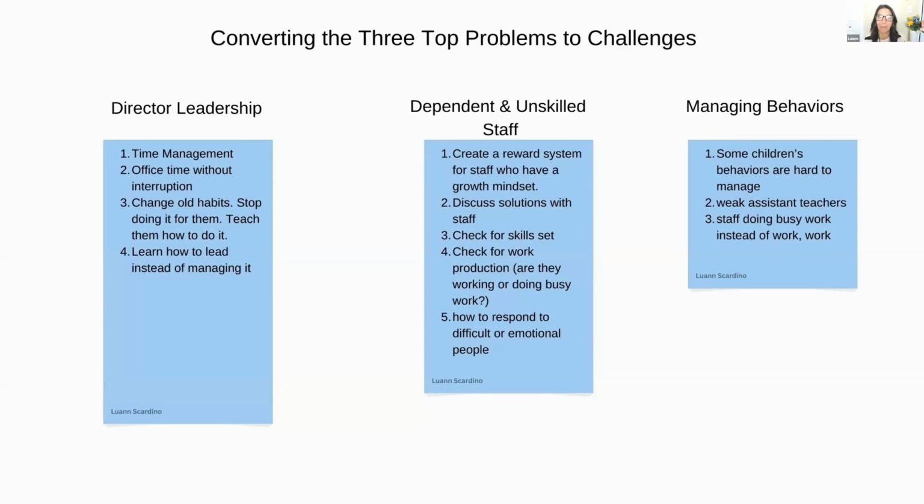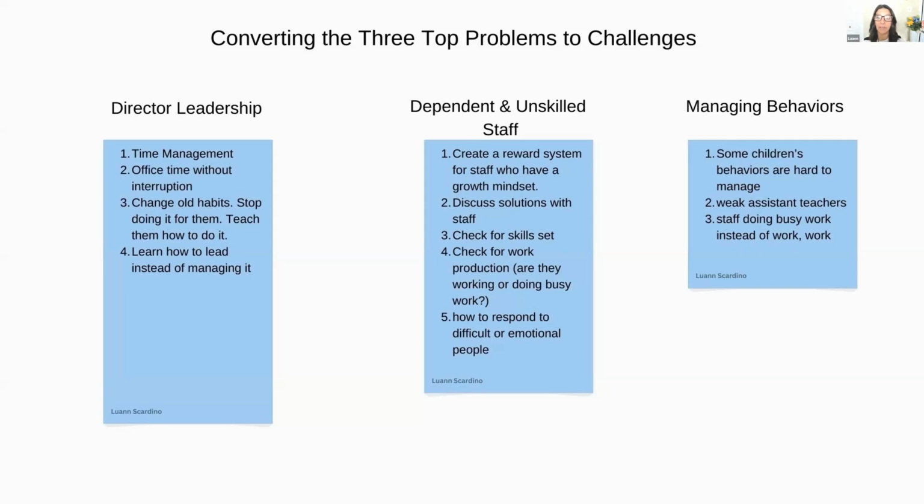Okay, so directors lacking leadership, and we didn't want to say that, we just said leadership because everybody's on different levels. And then we came up with the top bullet points for director leadership: time management, office time without interruption, changing old habits, stop doing it for them, teach them how to do it, learn how to lead instead of managing. And then in the dependent and unskilled staff, create a reward system for staff who have a growth mindset, discuss solutions with staff, check for skill set, check for work production. Are they working or doing busy work? How to respond to difficult and emotional people.